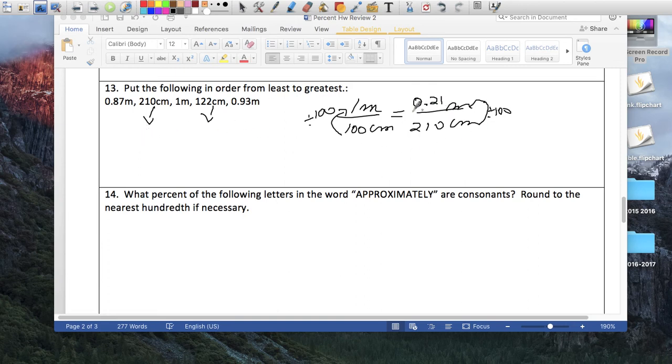By 100, sorry, you're moving the decimal 2 places over. I slept at 1 last night, so my apologies. So it's divided by 100. Sorry, I thought it was by 1,000. By 100, so you're moving the decimal only 2 spaces over to the left, you're going to get 2.1. So sorry, 210 centimeters is 2.1 meters.